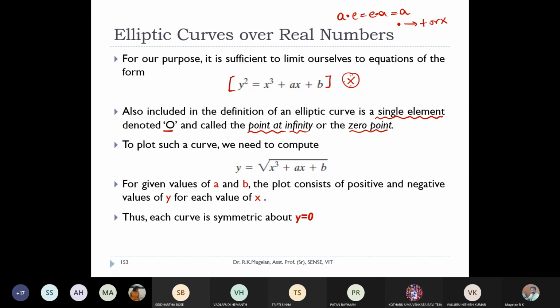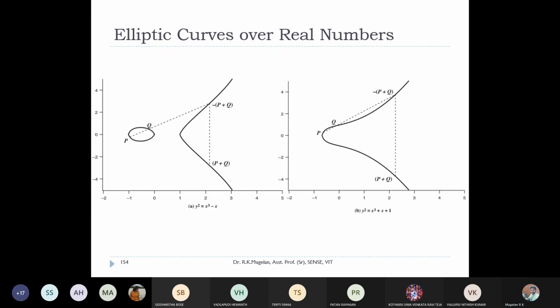No. So for addition, the identity element will be 0. Only then a plus 0 will be equal to 0 plus a, which equals a. Right. So in this expression, we are given two constant values a and b, which can consist of both positive as well as negative values, so that we can plot y with respect to each value of x. And here the elliptic curve will be symmetric about y equal to 0. This is how the elliptic curves look for different values of a and b.